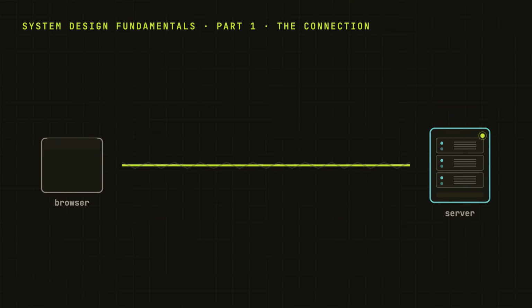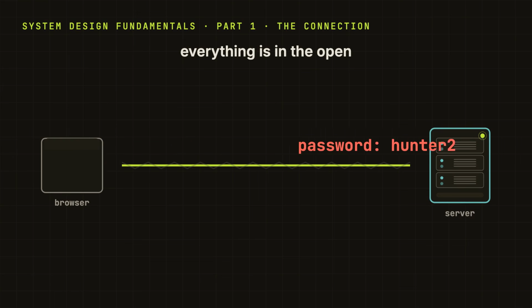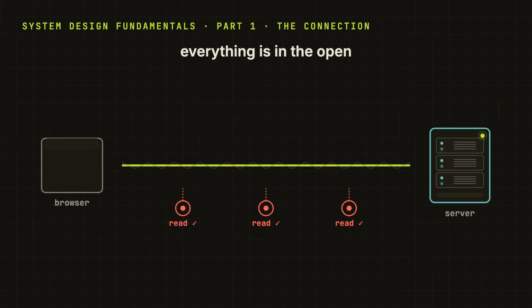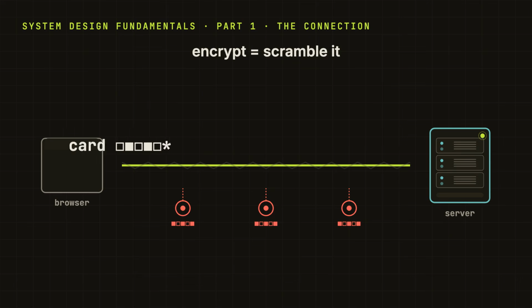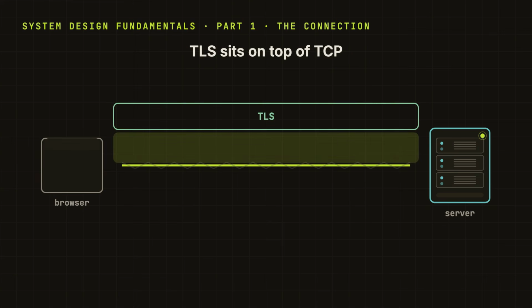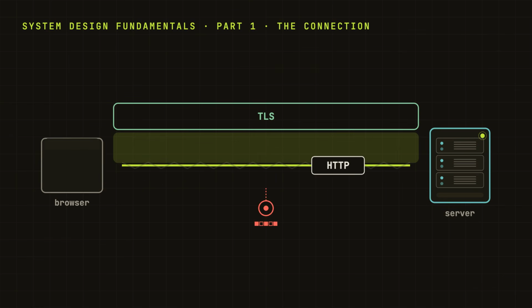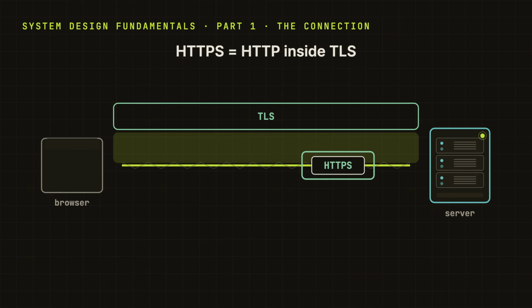Okay, so now we have a reliable connection, but there is still a big problem. Right now, everything traveling on this connection is in the open. Anyone in between on the same network or at your provider can read it. Your password, your card number, everything. So we need to encrypt it, meaning scramble it, so that only the two ends can read it, and anyone in the middle just sees nonsense. And that is the job of TLS, Transport Layer Security. And by the way, that is the entire difference between HTTP and HTTPS. HTTPS is just HTTP running inside TLS. The S is the security.